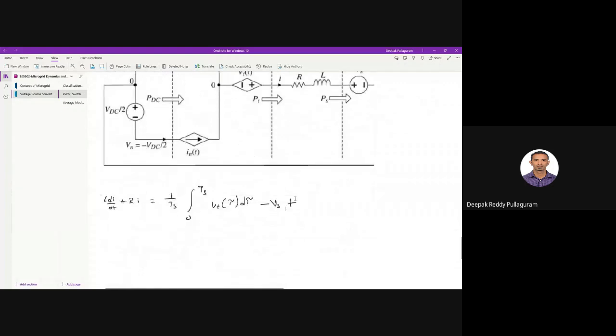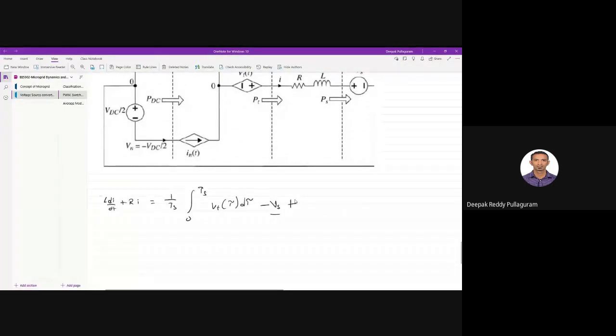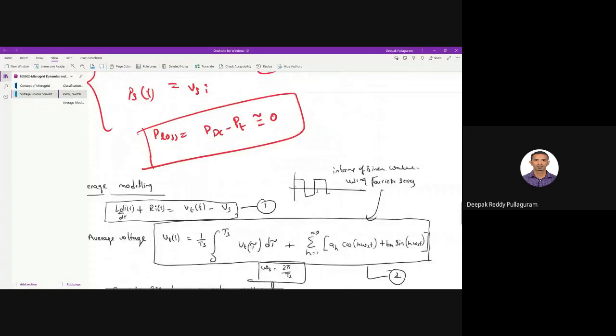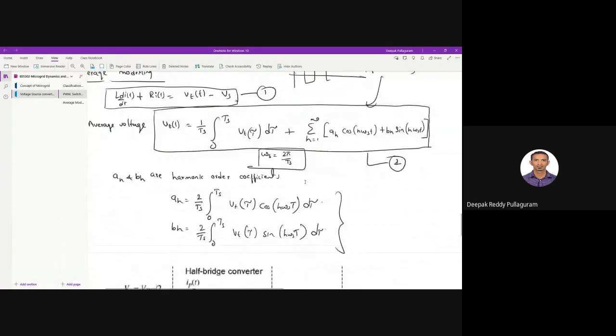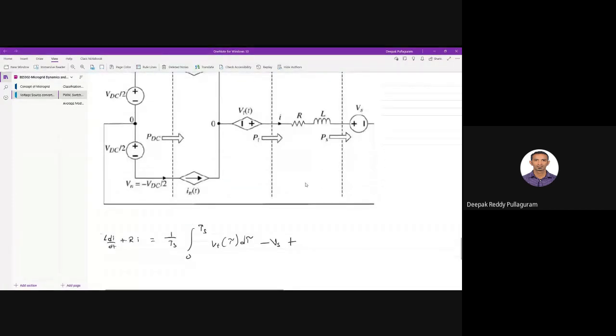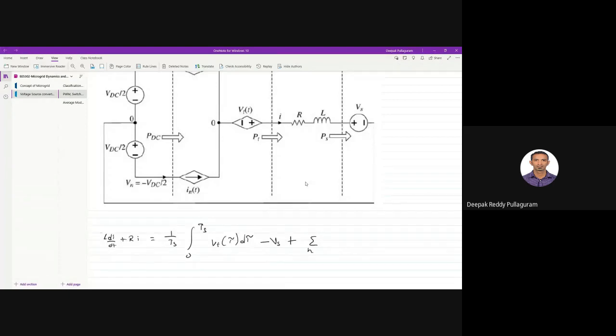Again, the question comes: why is Vs a DC? Why do we consider Vs as a DC quantity here? We discussed that in the last class also. Tell me. Ripple free, due to high inductance, and when compared to the reference signal, the frequency is very low. Yes, that's the answer I'm expecting here.